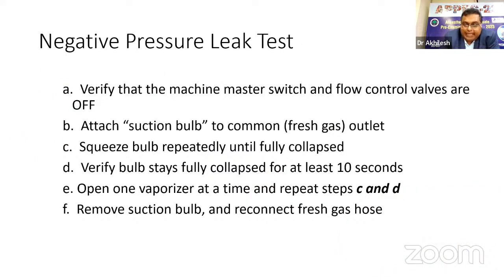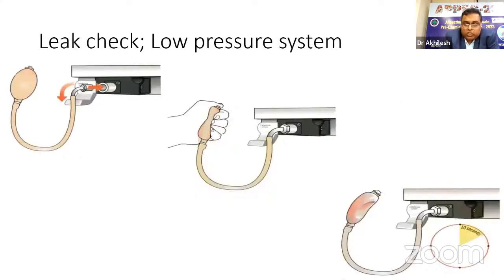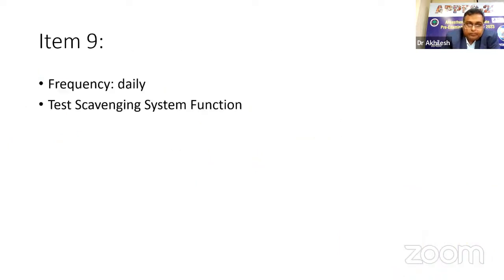Squeeze the bulb repeatedly until fully collapsed. Verify the bulb stays collapsed for at least 10 seconds. Squeeze it and leave it. It should stay collapsed for at least 10 seconds. If it gets inflated within 10 seconds, this means that there is some leak in the low pressure system.